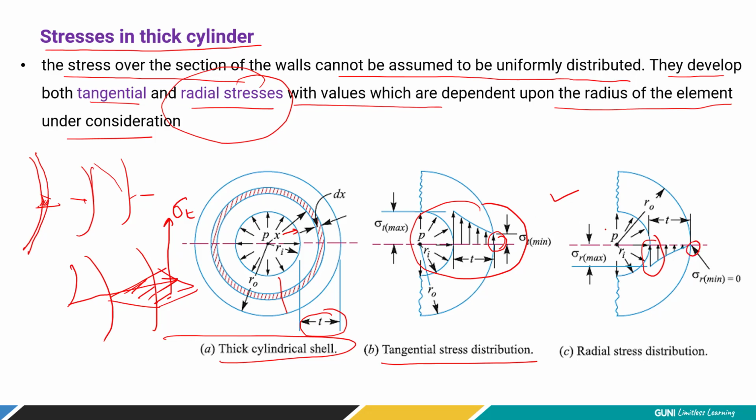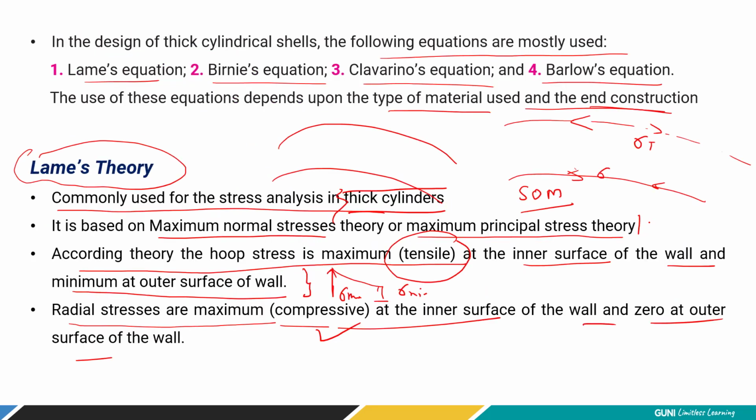Now we have to combine these two stresses at the same section, and then we are going to get the maximum stress occurring at a particular location or section. So based on the maximum value, we are going to find the shell thickness required to carry out the safe work in a thick cylinder.